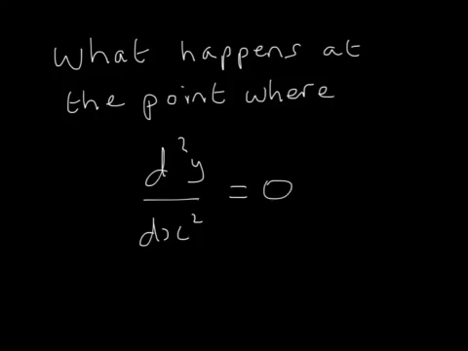So we know if d2y by dx squared is positive, it's a minimum. If d2y by dx squared is negative, it's a maximum. But what happens if d2y by dx squared equals 0?